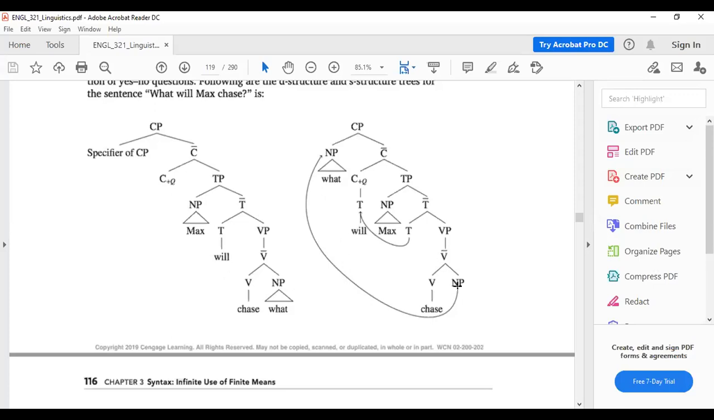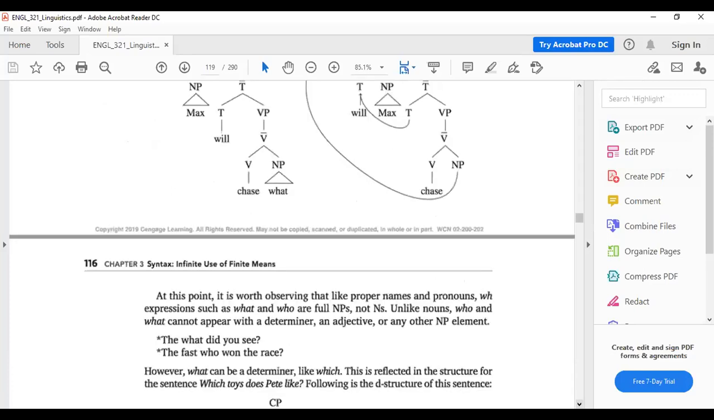So what moves from the VP immediately to the specifier of CP, to the head of CP. And now here we have T. The auxiliary verb moves from T to C bar. This is in case we have an auxiliary verb.